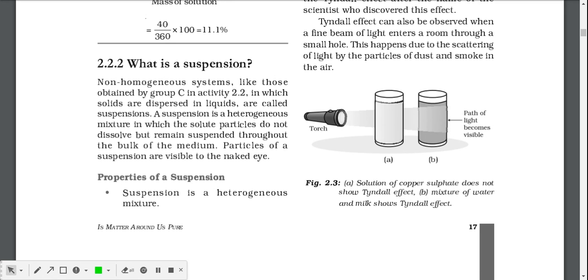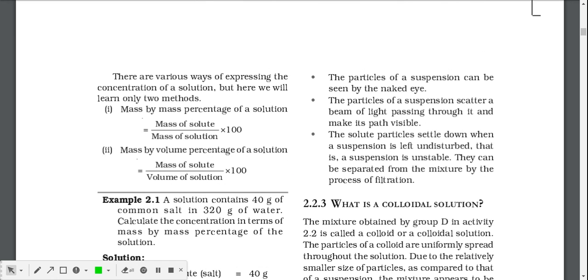Properties of suspension. Let's see. First property is they are heterogeneous in nature. Second property is the particles of a suspension can be seen with the naked eye. ये हम normal eye से देख सकते हैं, right? The particles of a suspension scatter a beam of light passing through it and make the path visible.